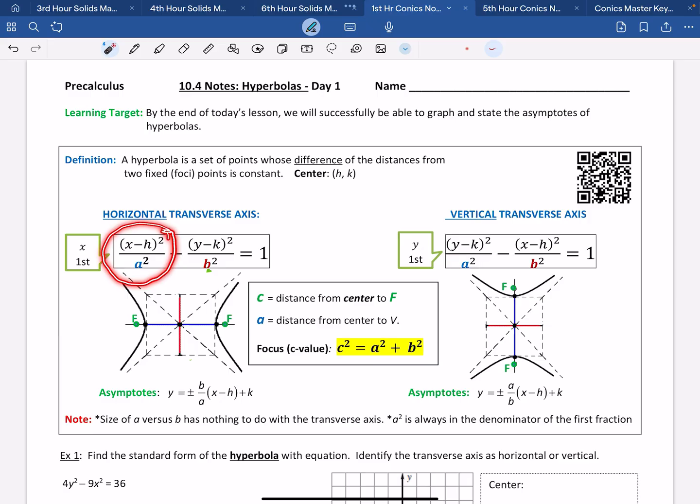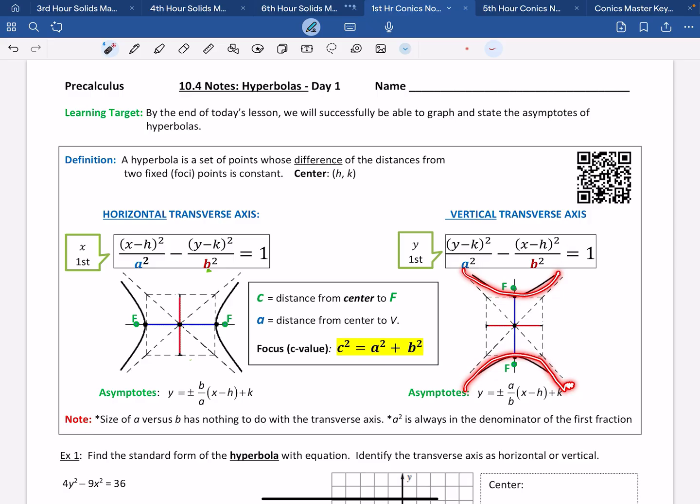So when the x binomial is in the first position, we call this a horizontal transverse axis, in which the hyperbola is along the x-axis. Now notice in this one over here that you have a (y − k) squared in the first position. That will give us a vertical transverse or major axis, if you want to think about it that way. Now notice along the y-axis, our hyperbola is elongated up and down.